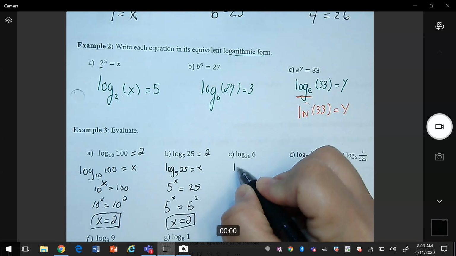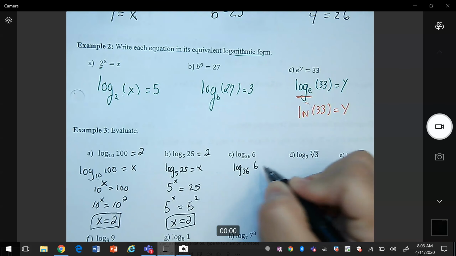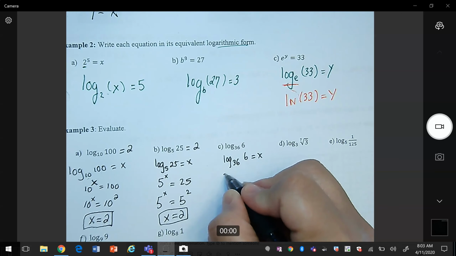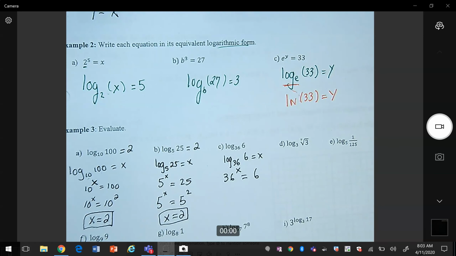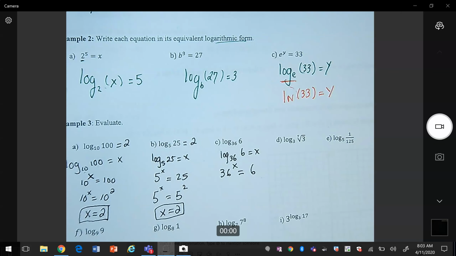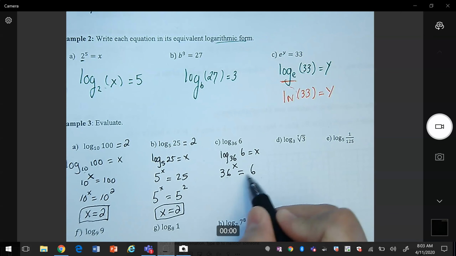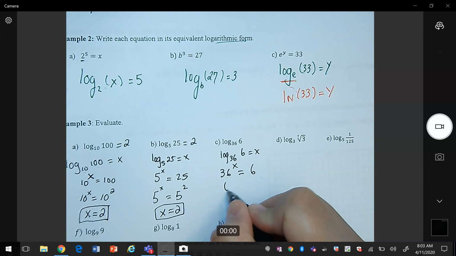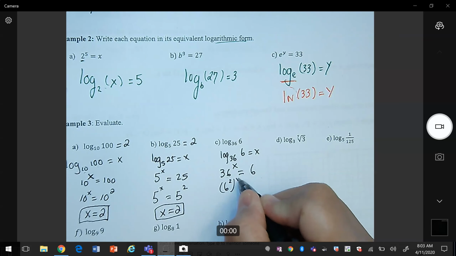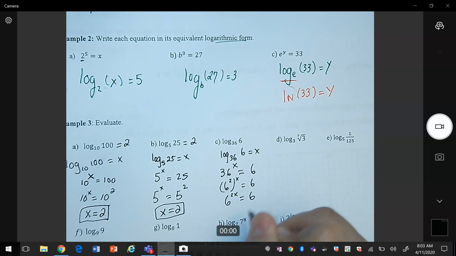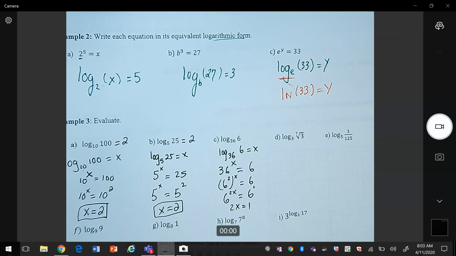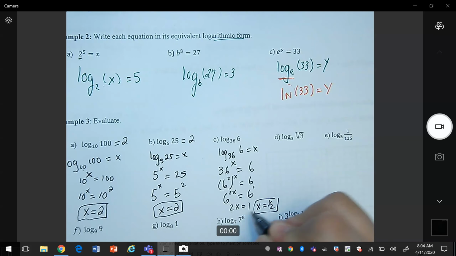Okay, so same here. Log base 36 of 6. So my base is 36. The log is equal to x, so that's my power. And then we have 6. So here we can do the same thing, is try to write it so the bases are the same. So 36 is the same as 6 squared. So this would be 6 to the 2x is equal to 6. Set the exponents equal to each other. 2x is equal to 1. Solve for x. So x is a half. Divide by 2 on both sides.